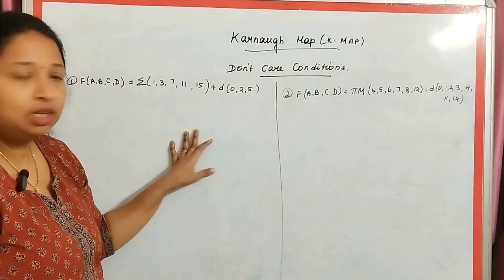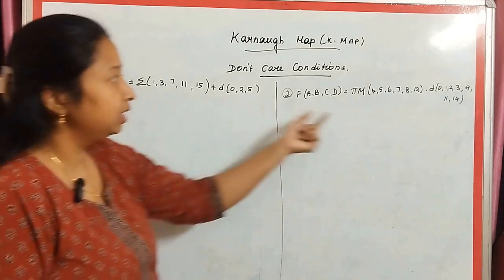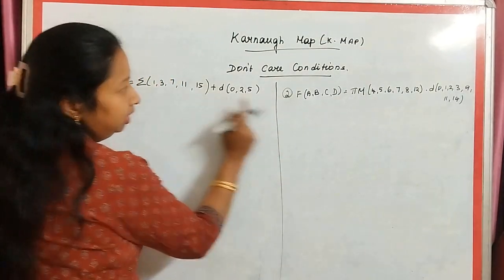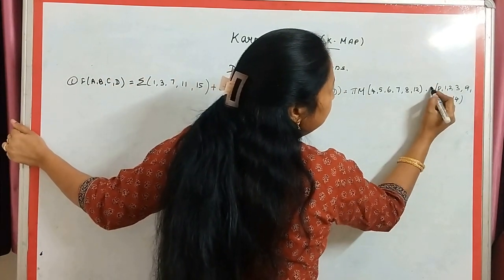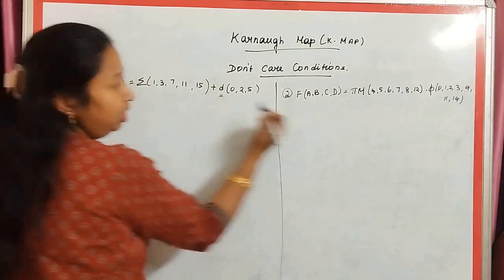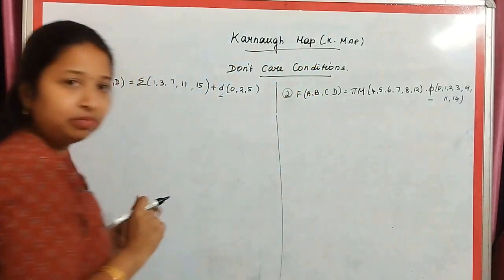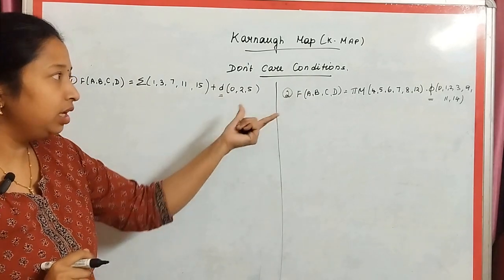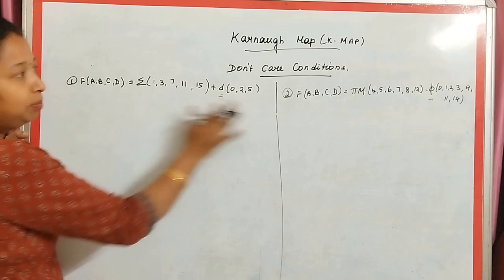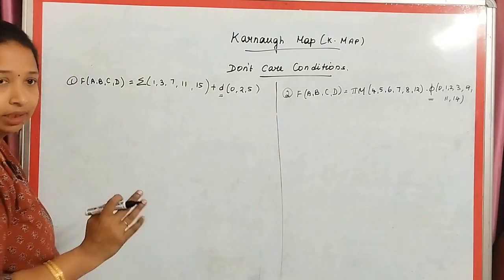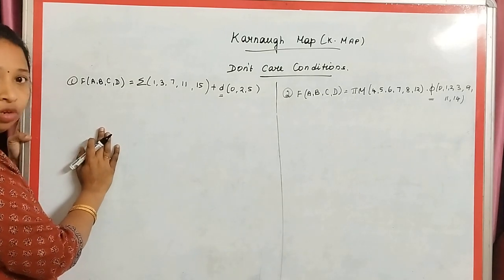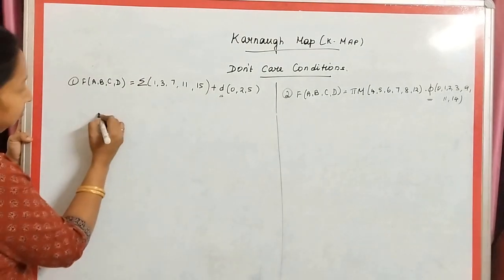We have two problems. One is using SOP, another is using POS. Now, don't care conditions can be represented using the letter D or by using phi. These are two symbols that are used for referring to don't care conditions. Got it? Let's solve the problem. With that, you will understand better how to use the don't care condition in the K-map for getting a simplified Boolean expression. Let's take the first problem.